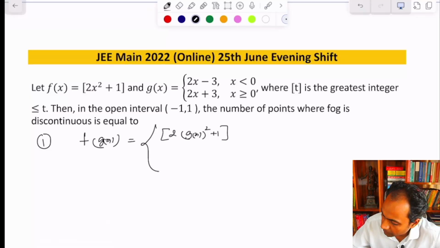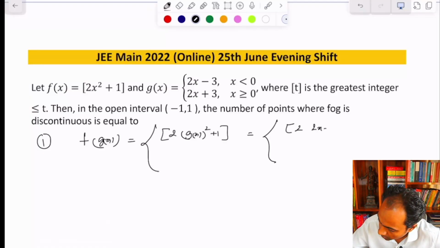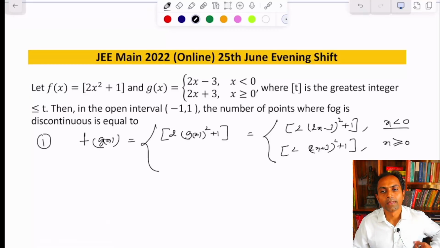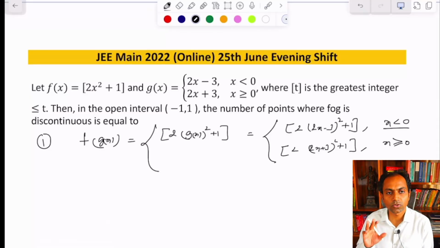Now this can be further interpreted by putting two different values of g(x). So this can be written as 2 times (2x minus 3) whole square plus 1, the greatest integer function, for values of x smaller than 0. Then 2 times (2x plus 3) whole square plus 1, the greatest integer function, for values of x greater than or equal to 0. Now, in order to understand what is going to happen to this function, note that they have also given us the open interval -1 to 1.